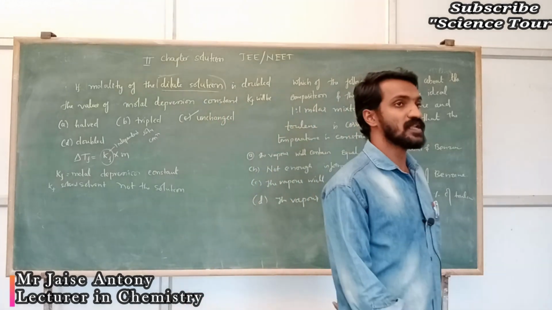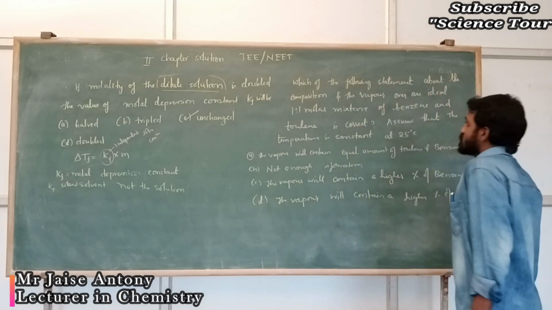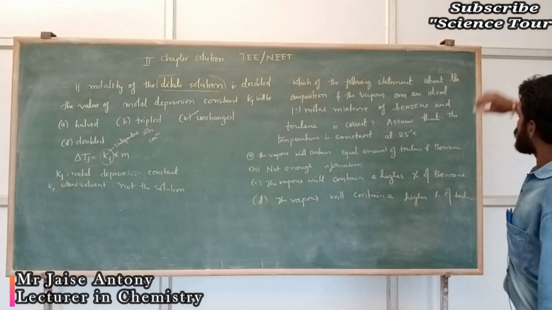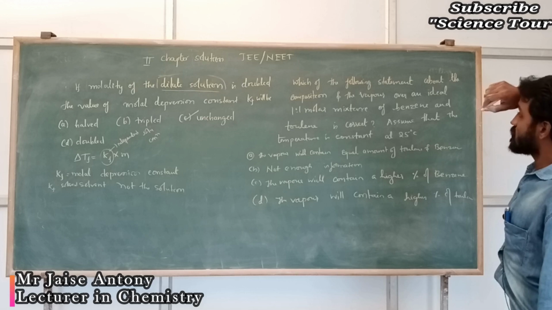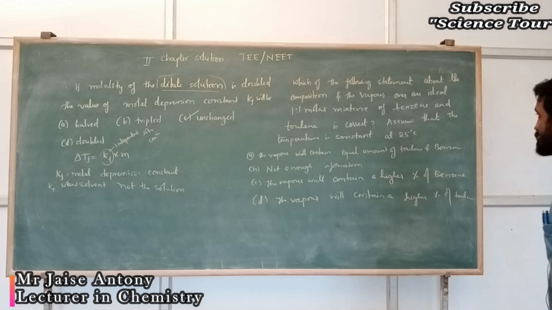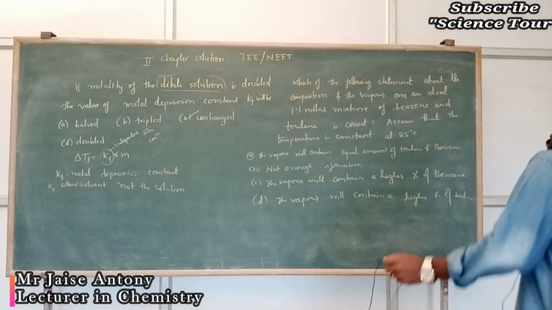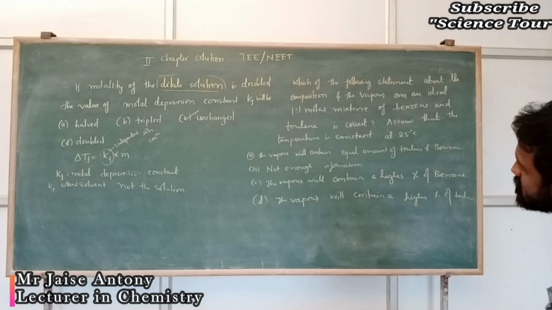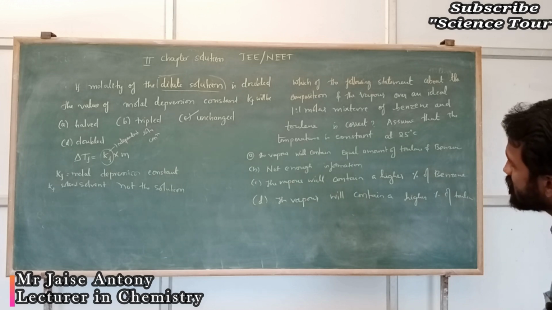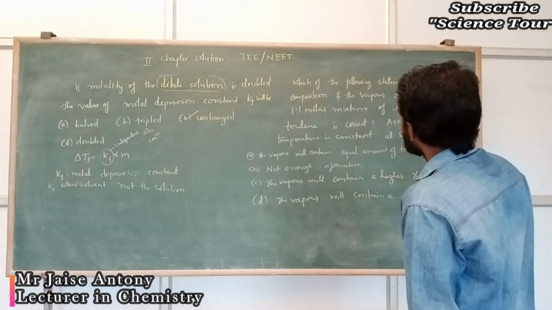This question appeared last year. Which of the following statements about the composition of vapor over an ideal 1:1 molar mixture of benzene and toluene is correct? Assume that the temperature is constant at 25 degrees. Which of the following statements is correct? That means they have taken 1:1, that is, 1 mole of toluene and 1 mole of benzene. Understood? 1 mole each is taken.